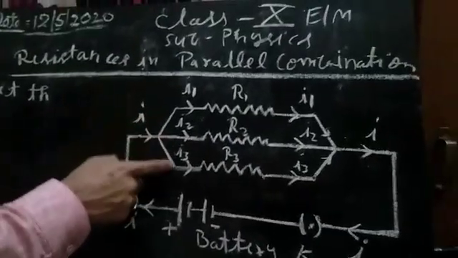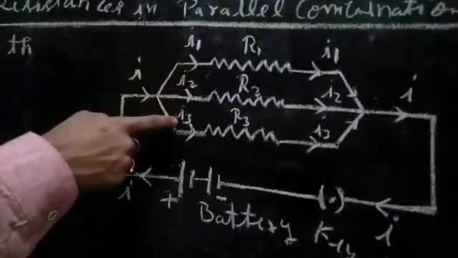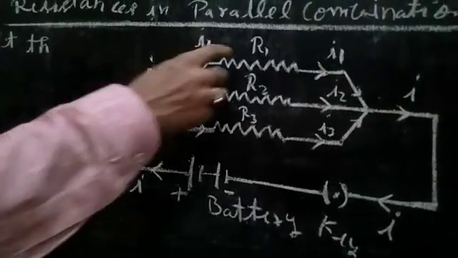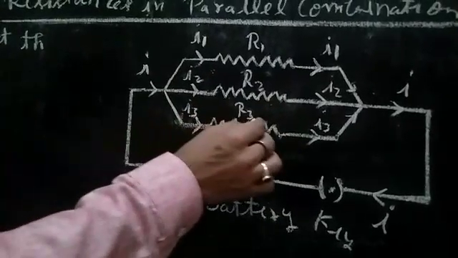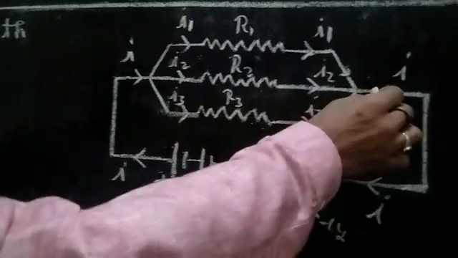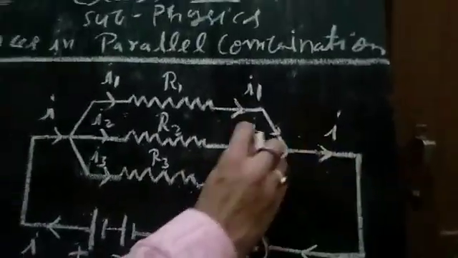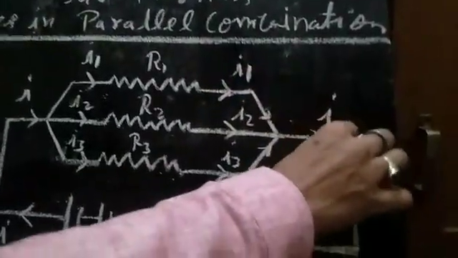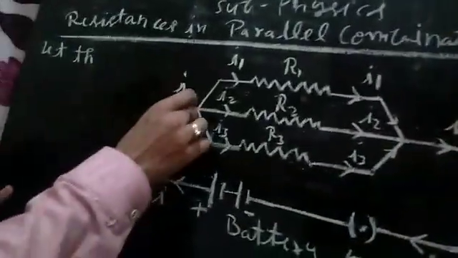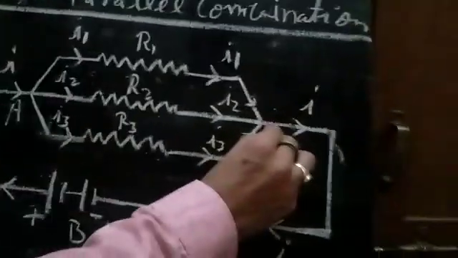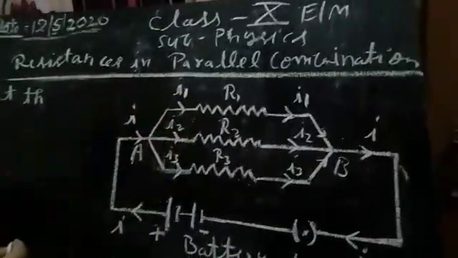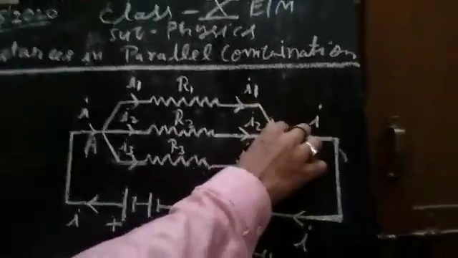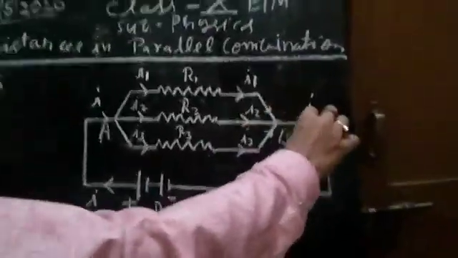The circuit has current I, but here the current is distributed into I1, I2 and I3: I1 in resistance R1, I2 in resistance R2, and I3 in resistance R3. This is the total current I. Here is point A and this is point B. At point A the current is distributed into I1, I2 and I3, and on joining at point B the current becomes I again.